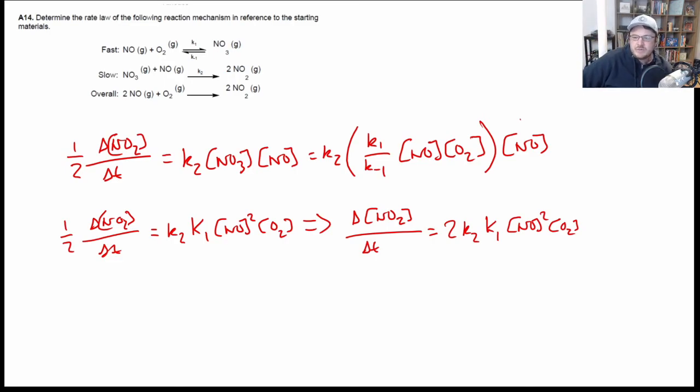And so I think that's kind of where I was running into the problem earlier when I was applying the steady state approximations, that I wasn't canceling things out that needed to be canceled out in those scenarios. But yeah, so this is the correct way to approach this problem, and I should have written it as determine the rate law in terms of the change in concentration or the production of NO2, but in reference to the starting materials.